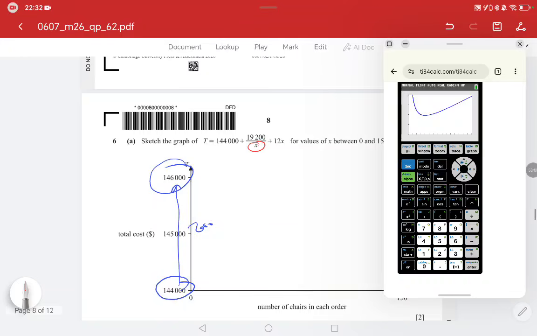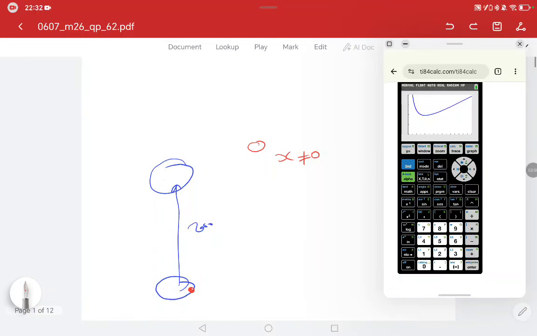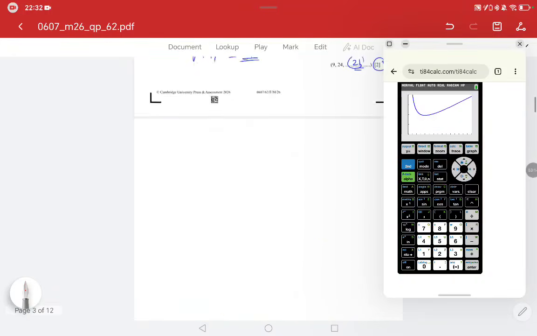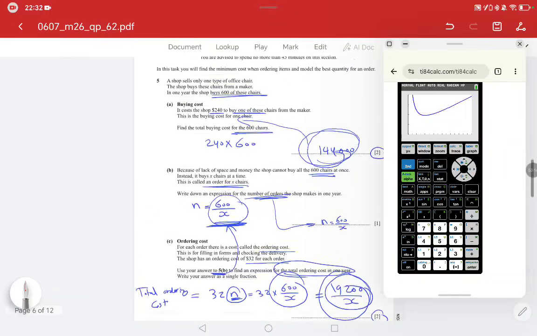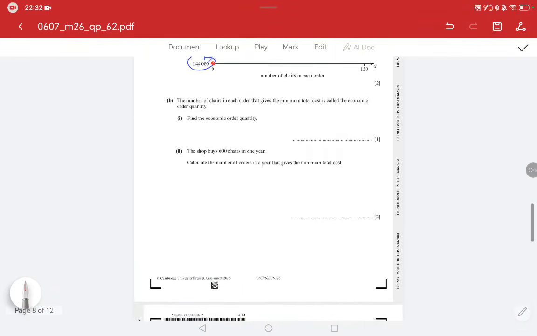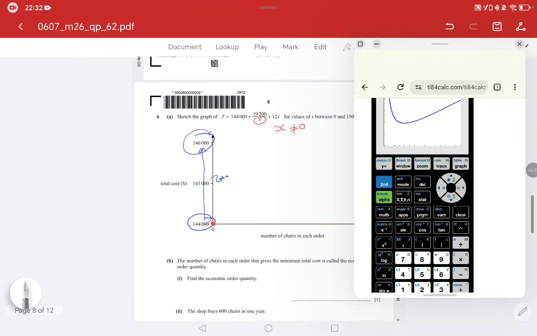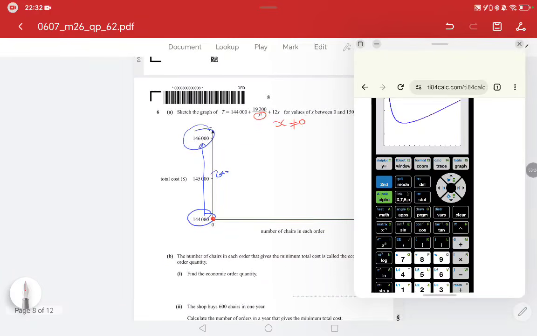Look, here is x. Anyway, x doesn't equal 0, so we will never touch this vertical axis. Okay? What happened? Oh my God. Hopefully everything is there. Okay, is it clear?